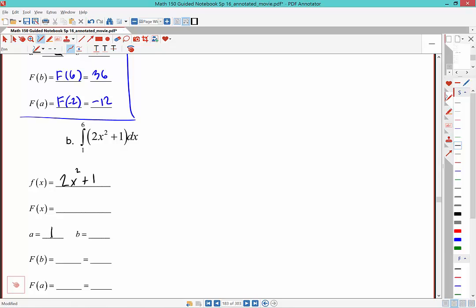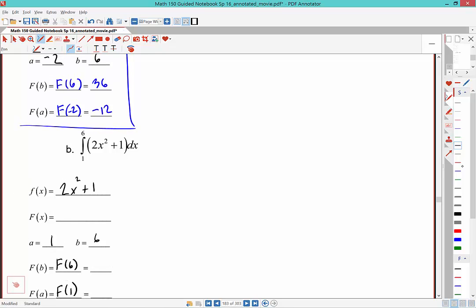All right, so what is our capital F at x going to be? So we're going to have 2x cubed over 3, right, plus x, and we're evaluating that from x is 1 to x is 6. So our capital F at x was, I'll just write it as 2/3 x cubed plus x.